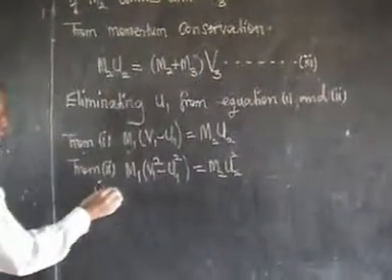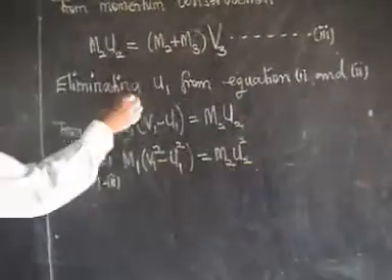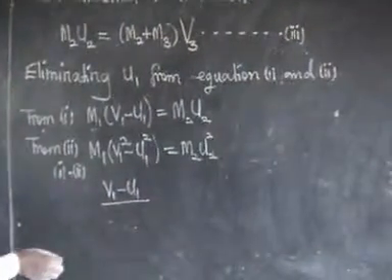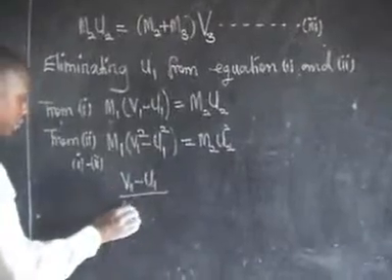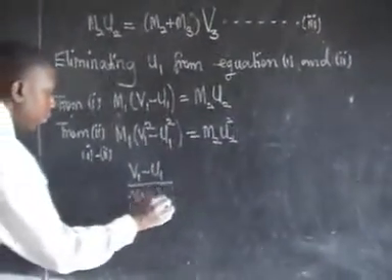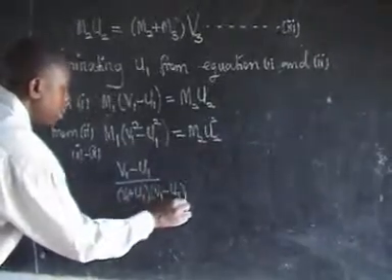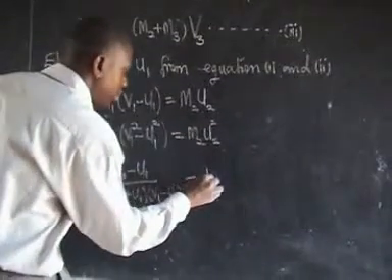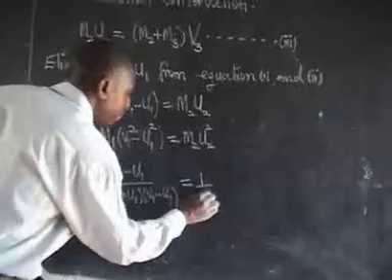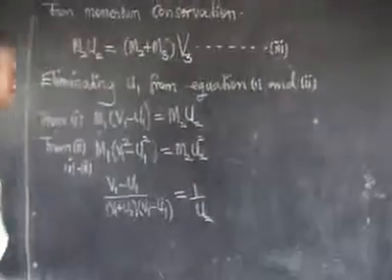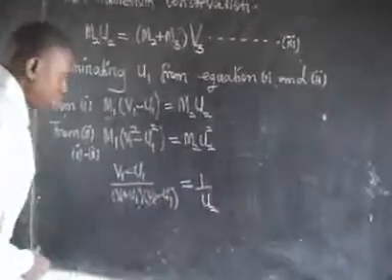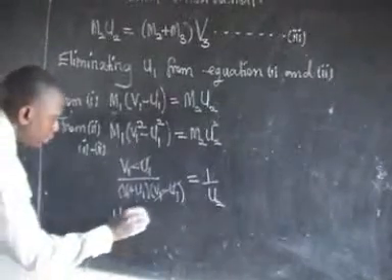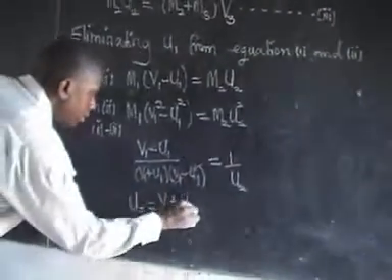So 1 divided by 2, the M1s will go, so we shall have V1 minus U1 divided by, so this is the difference of two squares, V1 plus U1, V1 minus U1, is equal to, the M2 will go, so it's going to be 1 over U2. So this U2 will cancel with one of the squares. So this one will also vanish with that. And therefore we shall have our U2 being equal to V1 plus U1.